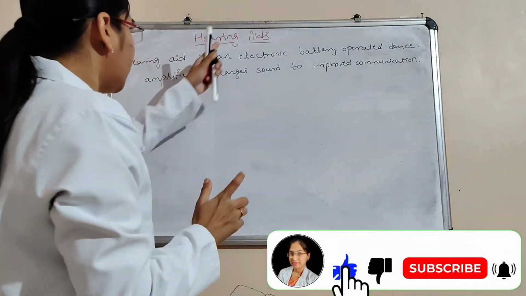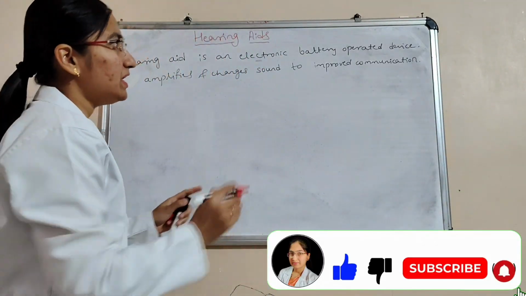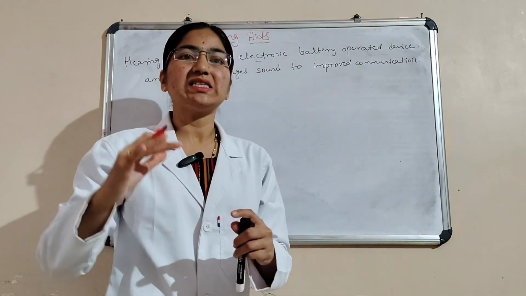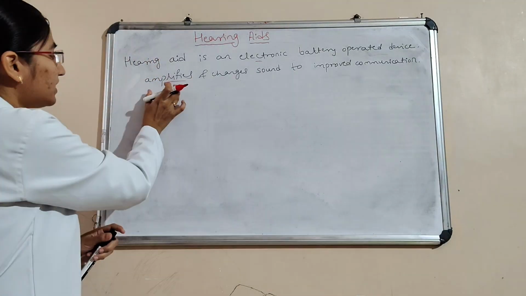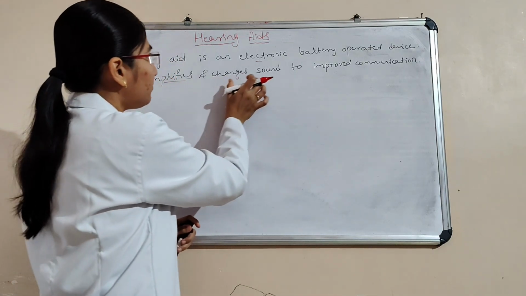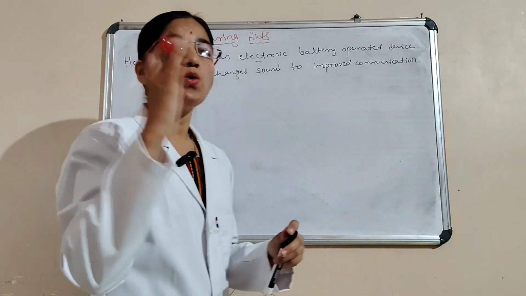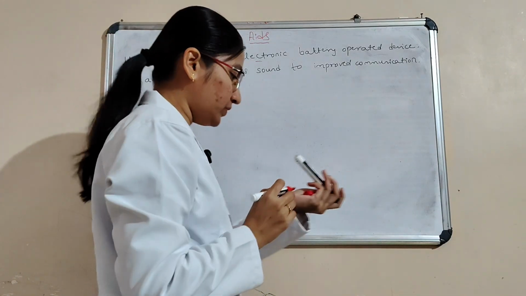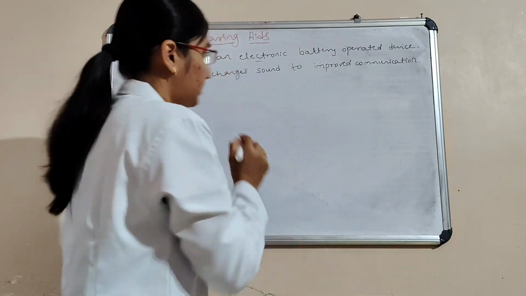Okay. Here, a hearing aid is an electronic battery operated device, and it amplifies. Amplifies is nothing but making sound clear, and it has to be audible. That is, it amplifies and changes sound. Amplifies is nothing but making the voice loud, and it amplifies and changes sound for what purpose? For improved communication. Next we'll see the components.